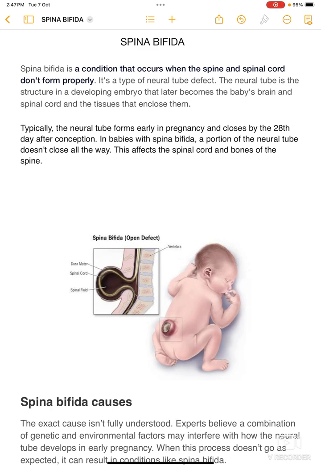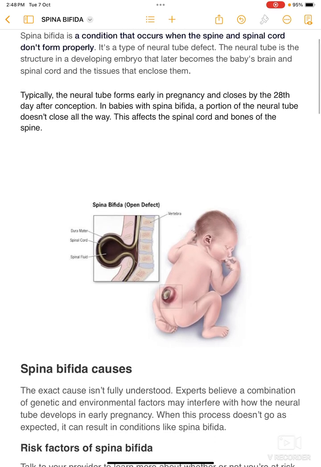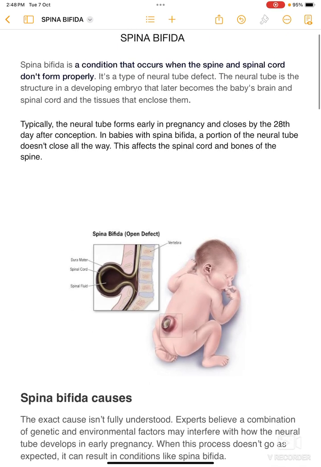Talking about its anatomy, the neural tube is a structure developing in an embryo that later becomes the baby's brain and spinal cord and the tissue that encloses them. Typically, the neural tube forms early in pregnancy and closes by the 28th day after conception. In a baby with spina bifida, a portion of the neural tube does not close all the way. This affects the spinal cord and the bones of the spine.